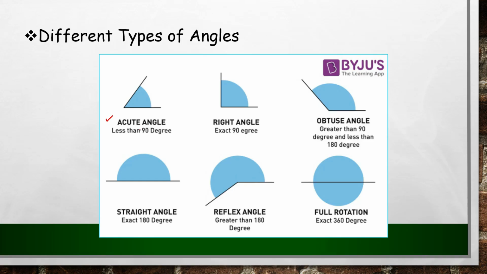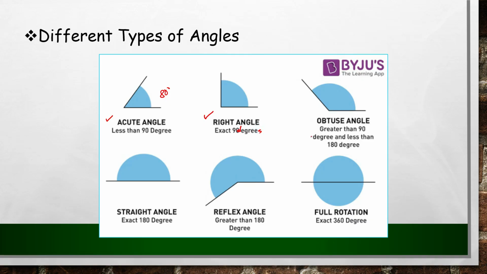An acute angle is an angle that measures less than 90 degrees. For example, 80 degrees. I'm not sure if this is 80 degrees, so I'm just assuming and approximating. If it's exactly 90 degrees, we call that a right angle.